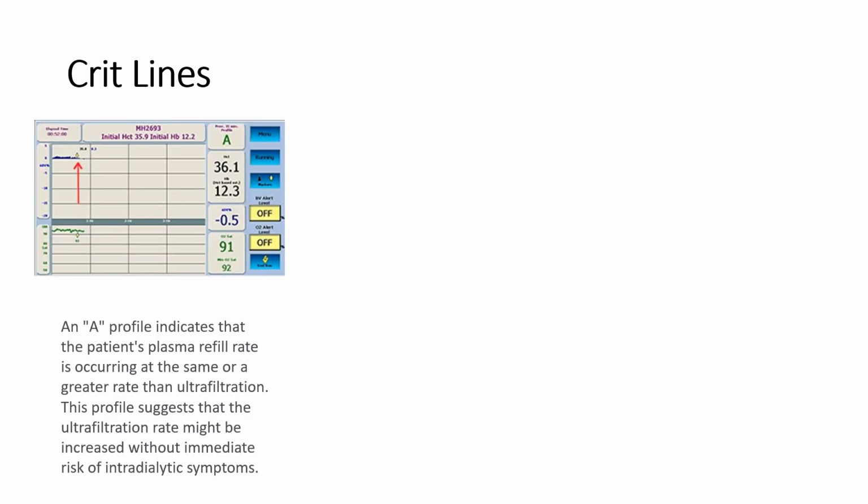Crit lines are another device that attaches to a dialysis machine to monitor hematocrit and the percent change in blood volume and oxygen saturations over the course of the treatment. And based on the data that the monitor provides, you can adjust the ultrafiltration rate over the course of the treatment. For example, if the line is flat, as in profile A, that basically indicates that the patient's plasma refill rate matches that of the ultrafiltration rate. And so you could probably increase the ultrafiltration rate without causing symptoms.